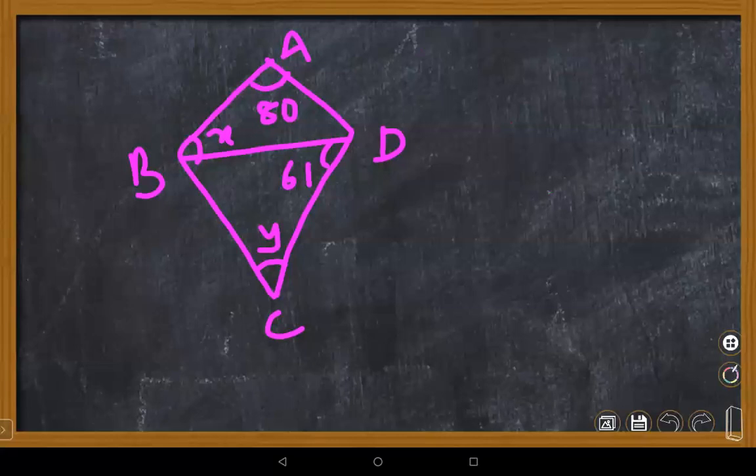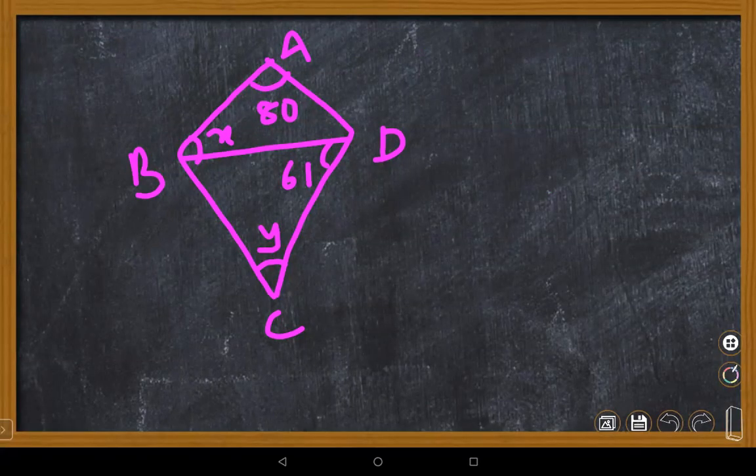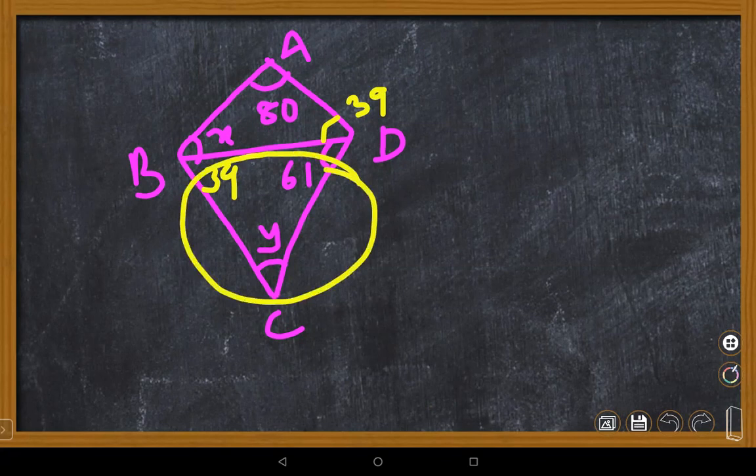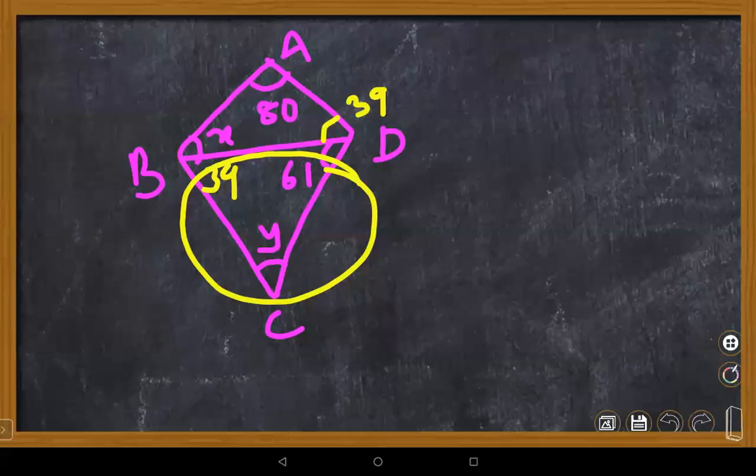Ma'am, how is Y equal to 80? Okay, just a minute. Only in this case, this is 39 and this is also 39. Now you can use the angle sum property of a triangle to find the value of Y, so that you will get the Y value as 80.